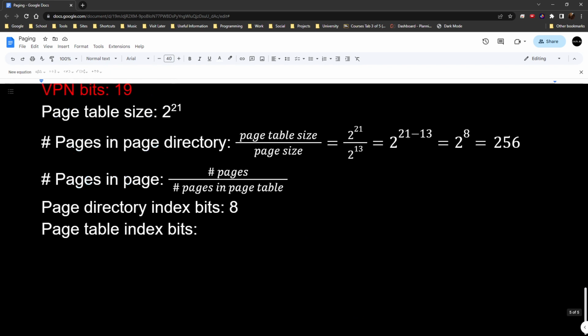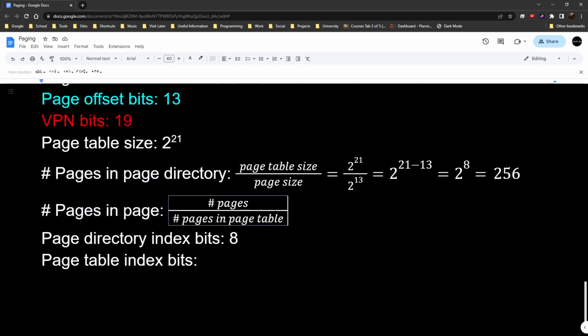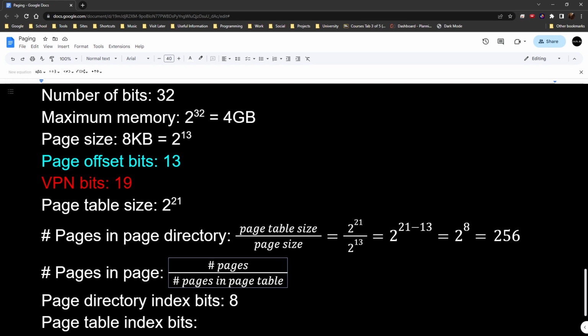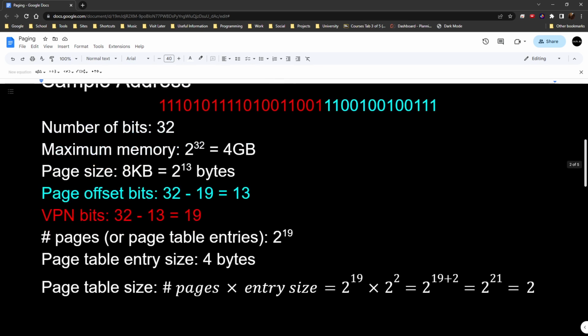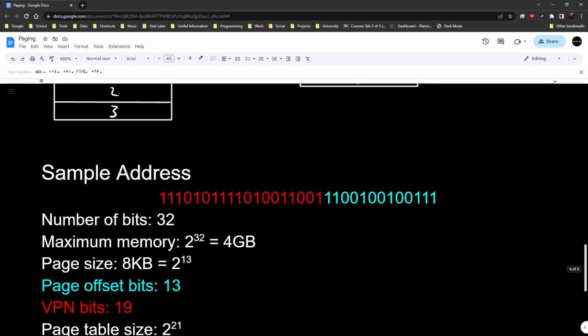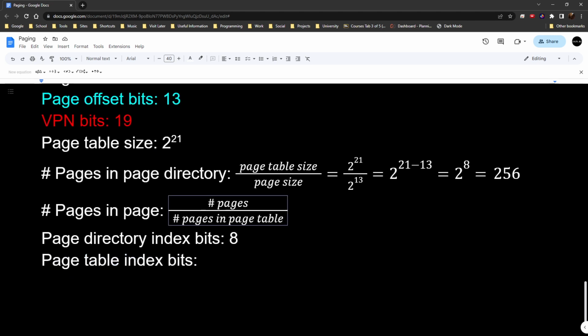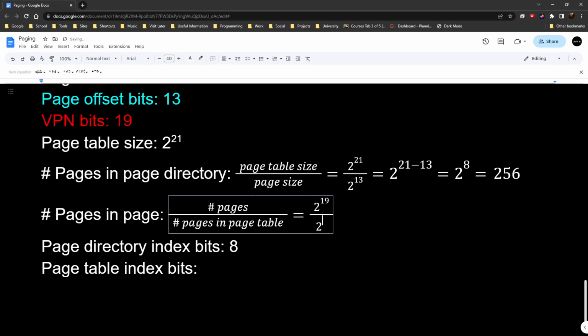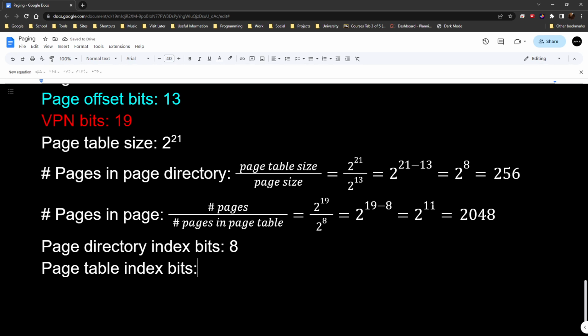And so to calculate that, we're basically going to take the number of pages. So the number of pages, I forgot to copy it, but we calculated it up here as 2 to the 19. And we're going to divide that by the number of pages in the page directory, so it's going to be 2 to the 19 divided by 2 to the 8, which is going to be 2 to the 19 minus 8, which is equal to 2 to the 11, which should be equal to 2048. Oop, there we go. And so this 11 is going to refer to the page table index bits.